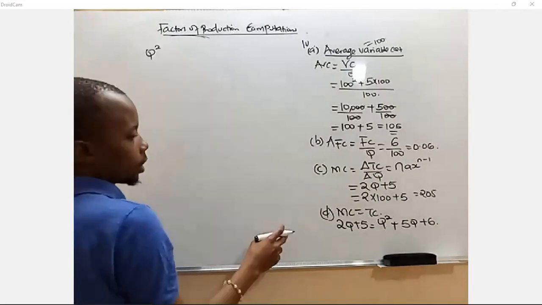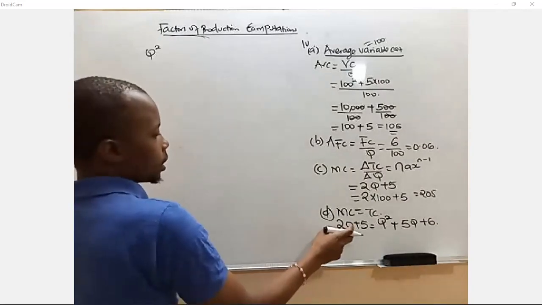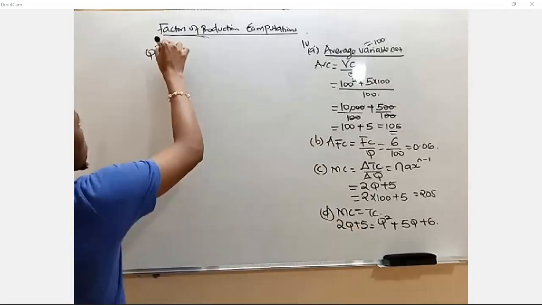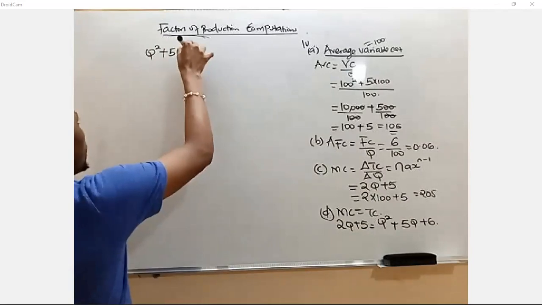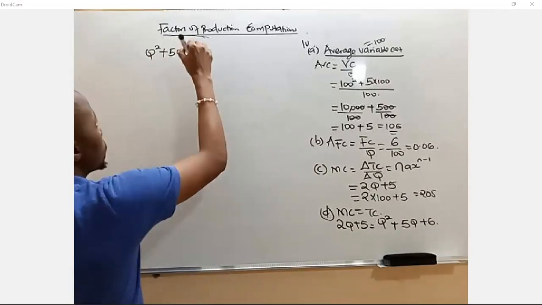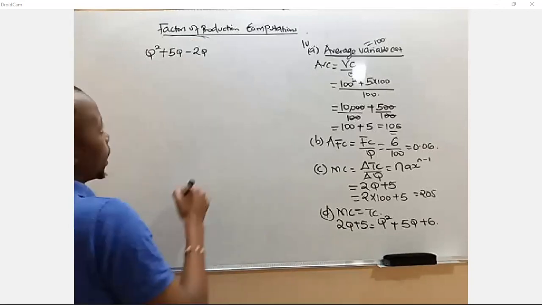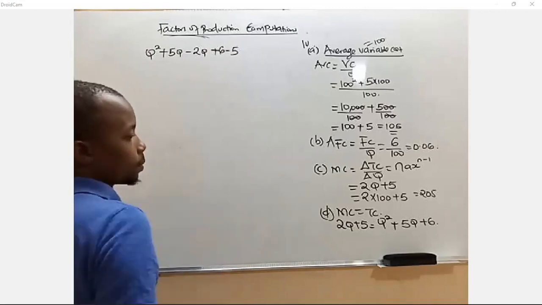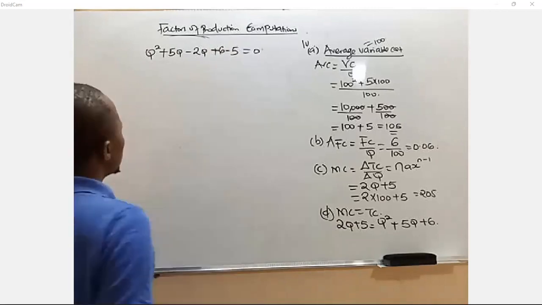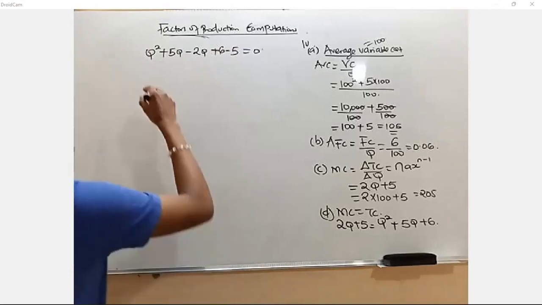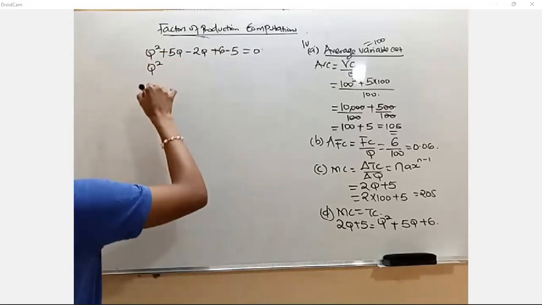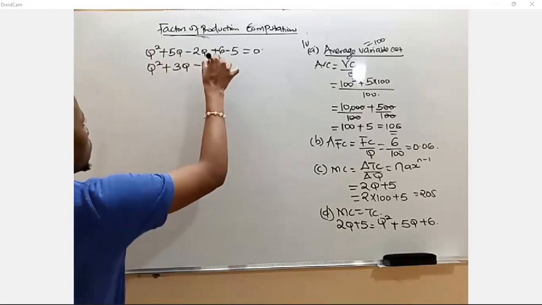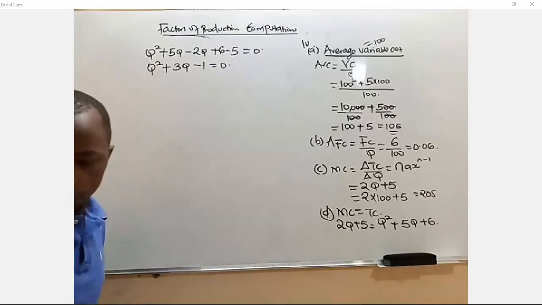Can you take these ones on the other side? So it will be q squared, we don't have q squared here. Then plus 5q minus 2q, right? Plus 6 minus 5. 6 minus 5, we should be equal to 0. You equate to 0 now. So our equation will be looking like what? q squared plus 3q minus 1 should be equal to 0.